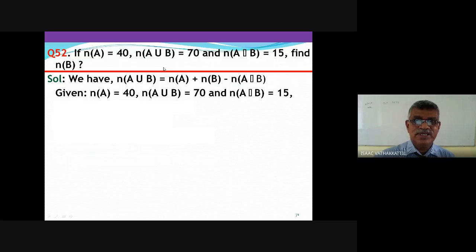Number of A is 40. Number of A union B is 70. Number of A intersection B is 15. Find number of B. What is given?